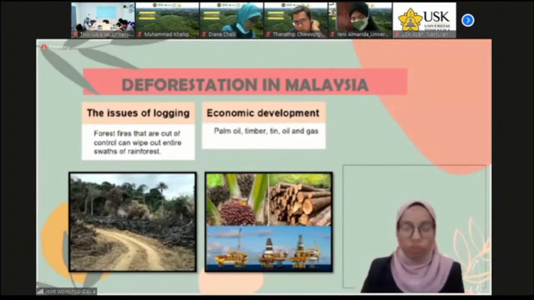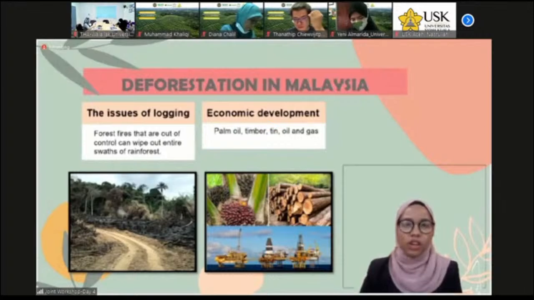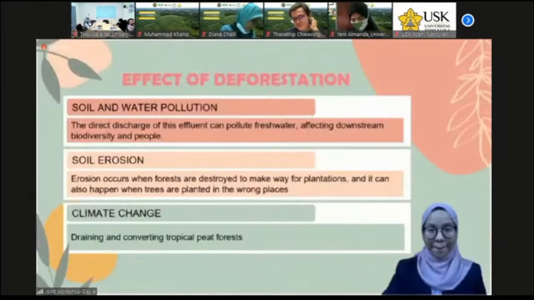The second issue is economic development. For this issue, palm oil, timber, tin, oil, and gas are all available exports that can benefit Malaysia economically, and as the industry grows, local jobs are also created as roads and bridges are built. Infrastructure benefits from industrial growth as well. This could be beneficial to the country and its people. Deforestation, on the other hand, can have a harsh influence on a much greater scale.